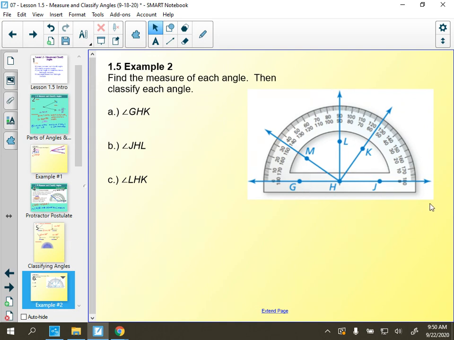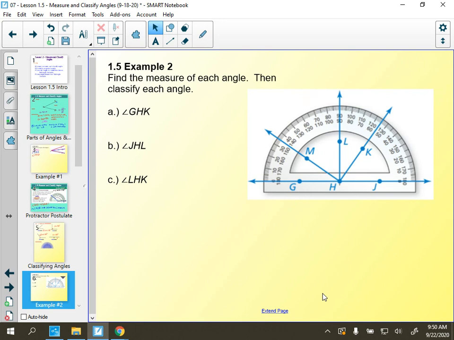It still gets us a little bit of exposure. It's a printed version of a protractor, and I'm still asking you to read angle measures, but they're already on there. Okay. So a couple different things going on here. Example 2, find the measure of each angle. So we have to be able to accurately identify the angle that's being described, and then classify each angle as far as, is it a right angle, is it obtuse, acute, or straight?